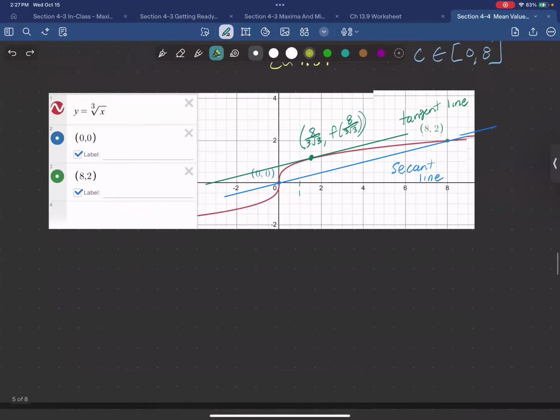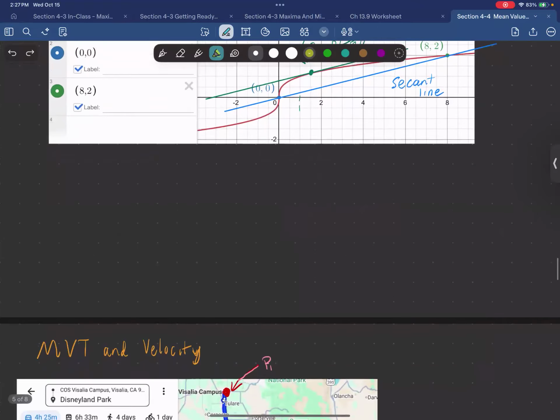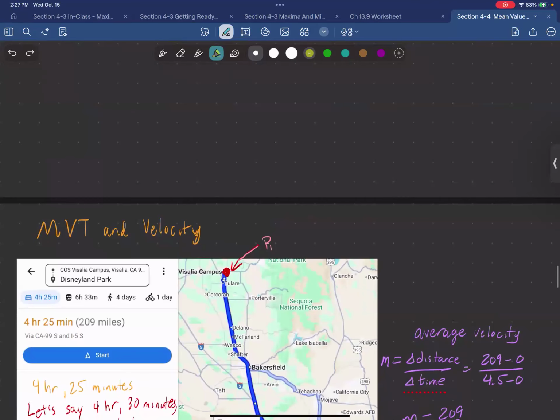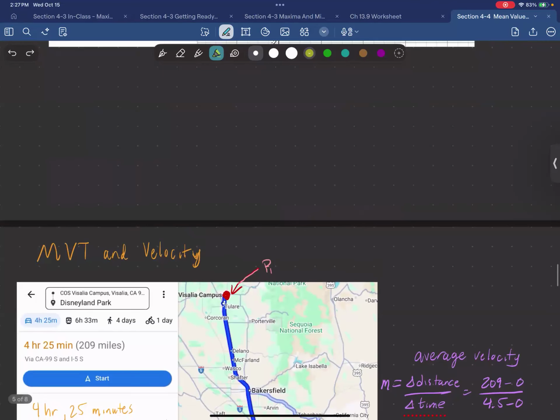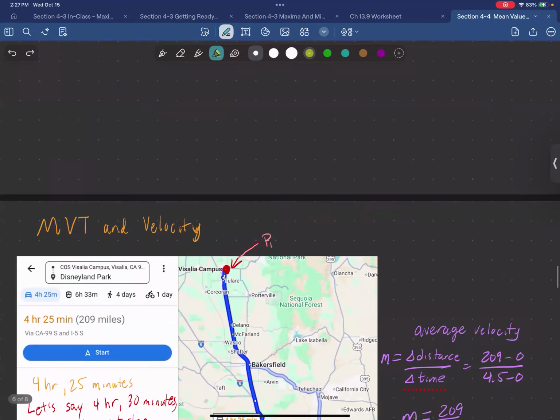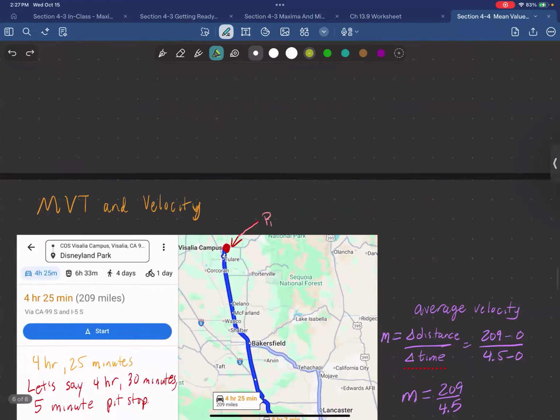All right. Another example of this is velocity. Let's take a look at if we were to drive from COS Visalia to Disneyland. So I just did this today. I put this in, so whatever the traffic is giving me this. It says 4 hours and 25 minutes to go 209 miles to Disneyland in Anaheim, California. I made it 4 hours and 30 minutes so that maybe we have a 5-minute pit stop, and that way I can say 4.5 hours, which is what I put over here.